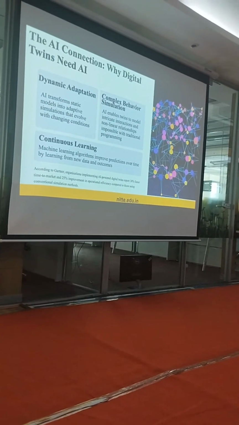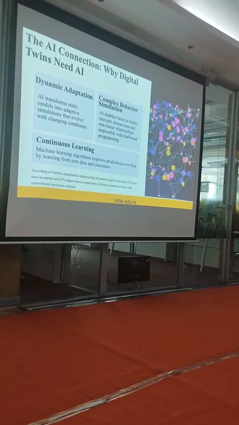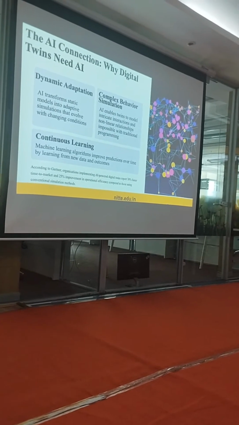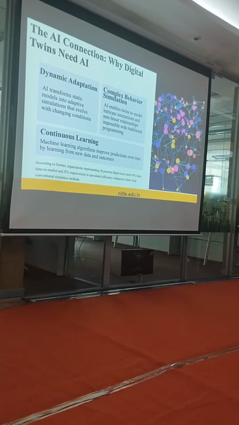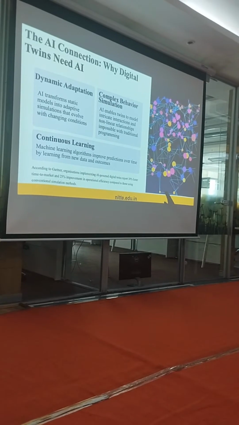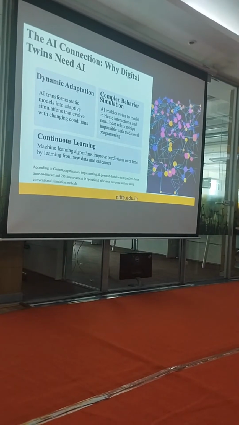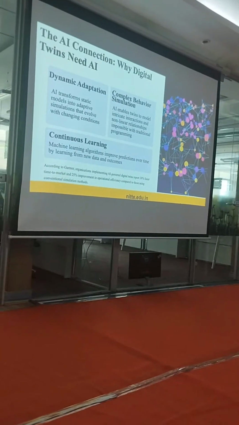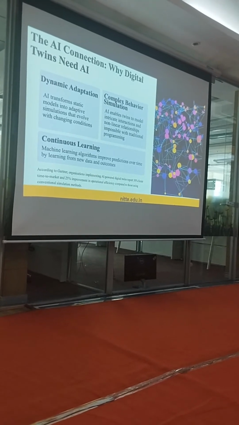So if you look at the AI connection, first is dynamic adaptation. Whenever I want to learn from the real-time data, and once I've learned it from the sensors, using machine learning algorithms I can dynamically make the system adapt to that particular situation. And then complex behavior simulation: something that is not possible to attempt in reality, those scenarios I can try in the twin. That's what complex behavior simulation is.